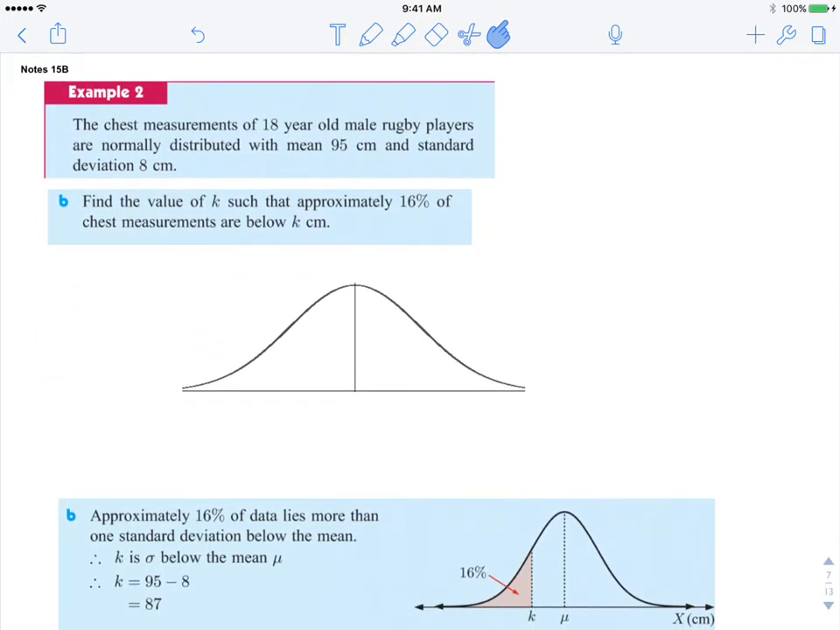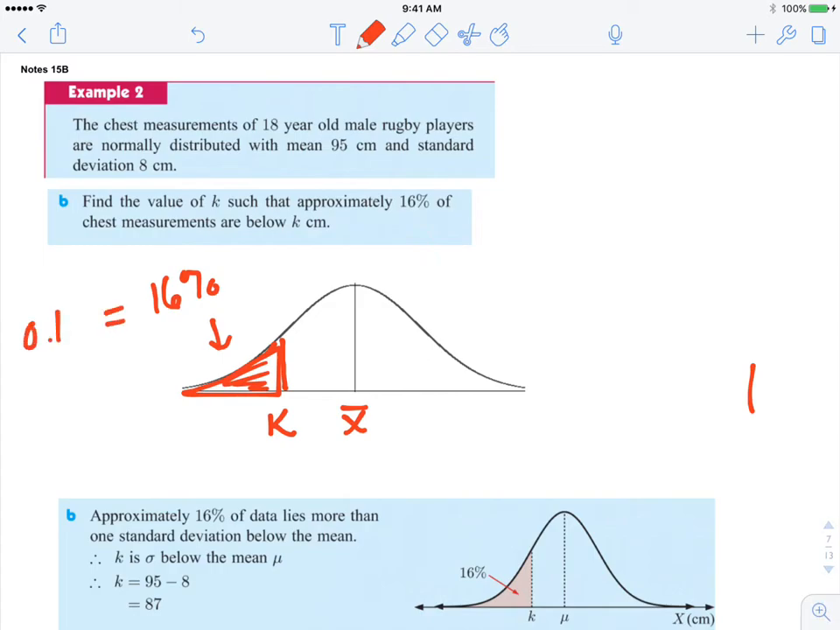Continuing on, example 2, part B. It says find the value of K such that approximately 16% of the chest measurements are below K centimeters. So remember, here is your mean, your average, and you have some K value below, and this region right here is 16%. So as a decimal, it's 0.16. And we want to find out what is that length in centimeters.